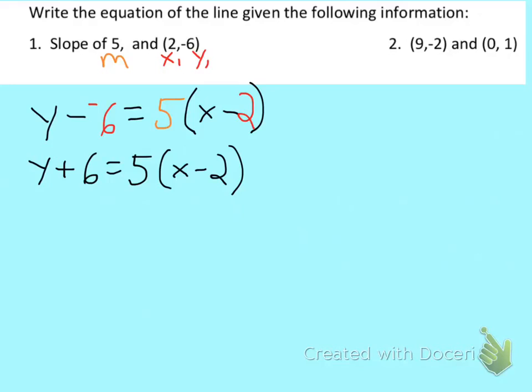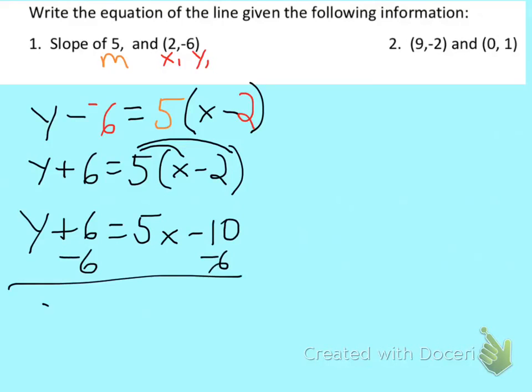If you want to put that in slope-intercept form because you're more comfortable with that, you can distribute the 5, do a little bit of algebra, and then you'll see that our slope-intercept form of that equation is y equals 5x minus 16. So you have two different answers that you could have there: y plus 6 equals 5 times the quantity x minus 2, or the slope-intercept form answer at the bottom, y equals 5x minus 16.